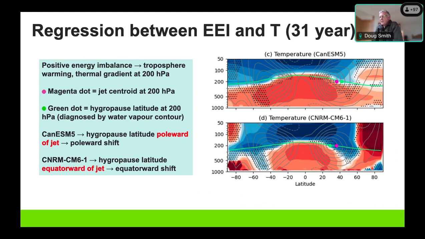So the result of that would be a poleward shift of the jet in response to this heating. Whereas in CNRM, we get the opposite effect. So the jet centroid is now poleward and the heating occurs on the equatorward side of the jet, and that would tend to produce an equatorward shift of the jet. Next slide, please.